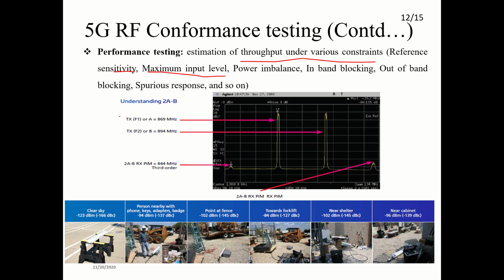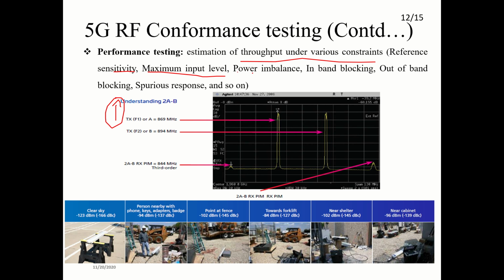Maximum input level, for example, if you are sending too much power, if the base station is sending too much power, not too much, but a certain power level beyond the normal power level, then your UE has to decode the data. Throughput should not be affected. So that also we will check.